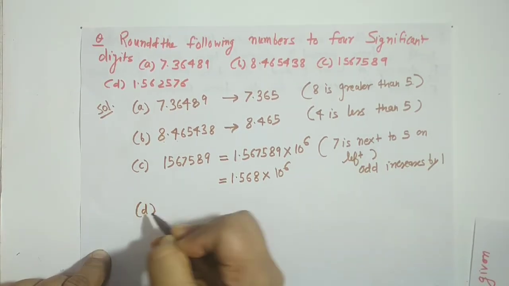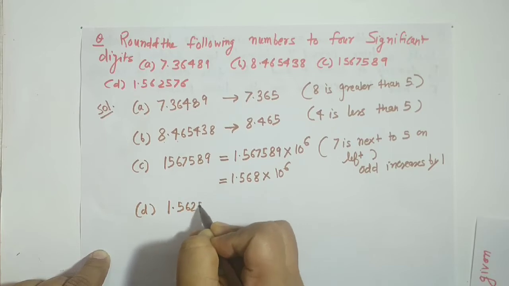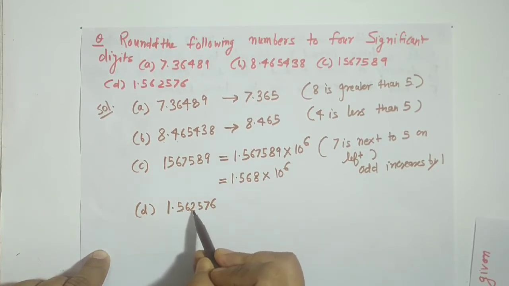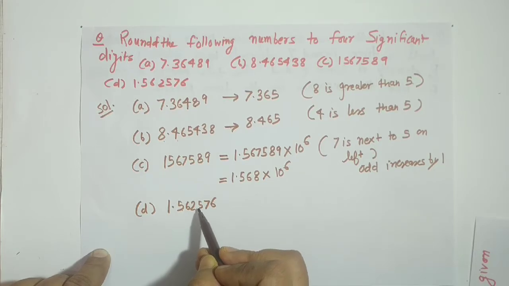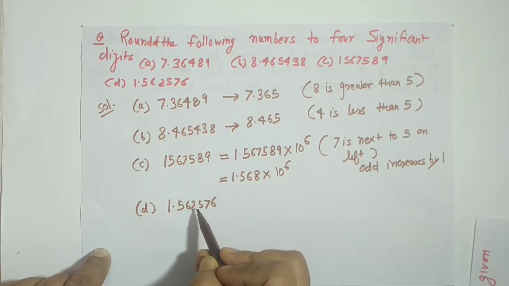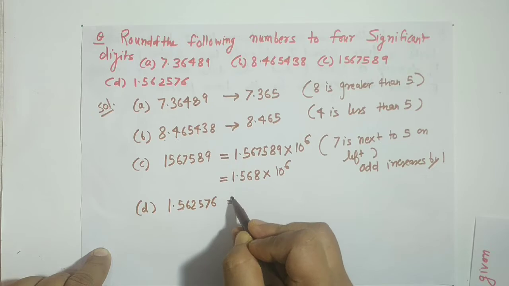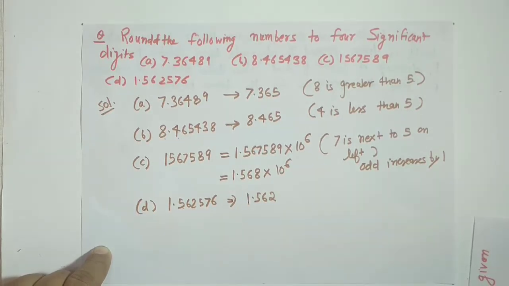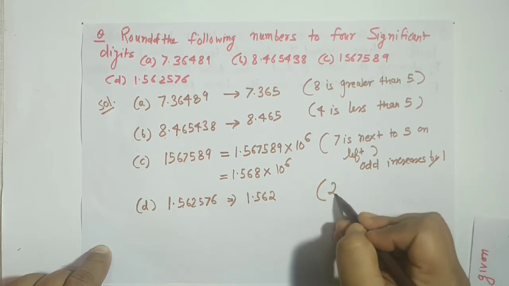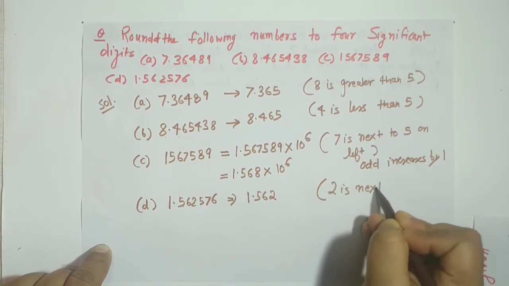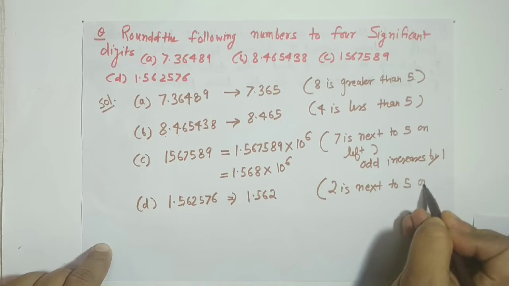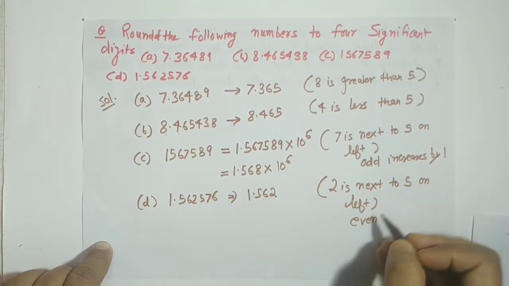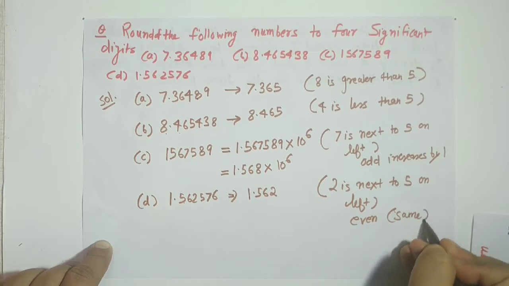And then the last one, 1.562576. Now see what is there. 1, 2, 3, 4. Fourth digit is 2. And 2 is what? Even. So if it is even, it should remain same. So it will be what? Up to the fourth digit, it will be 1.562 only. Why? Because 2 is next to 5 on left. So even number, so it remains the same. This is the rule we have followed.